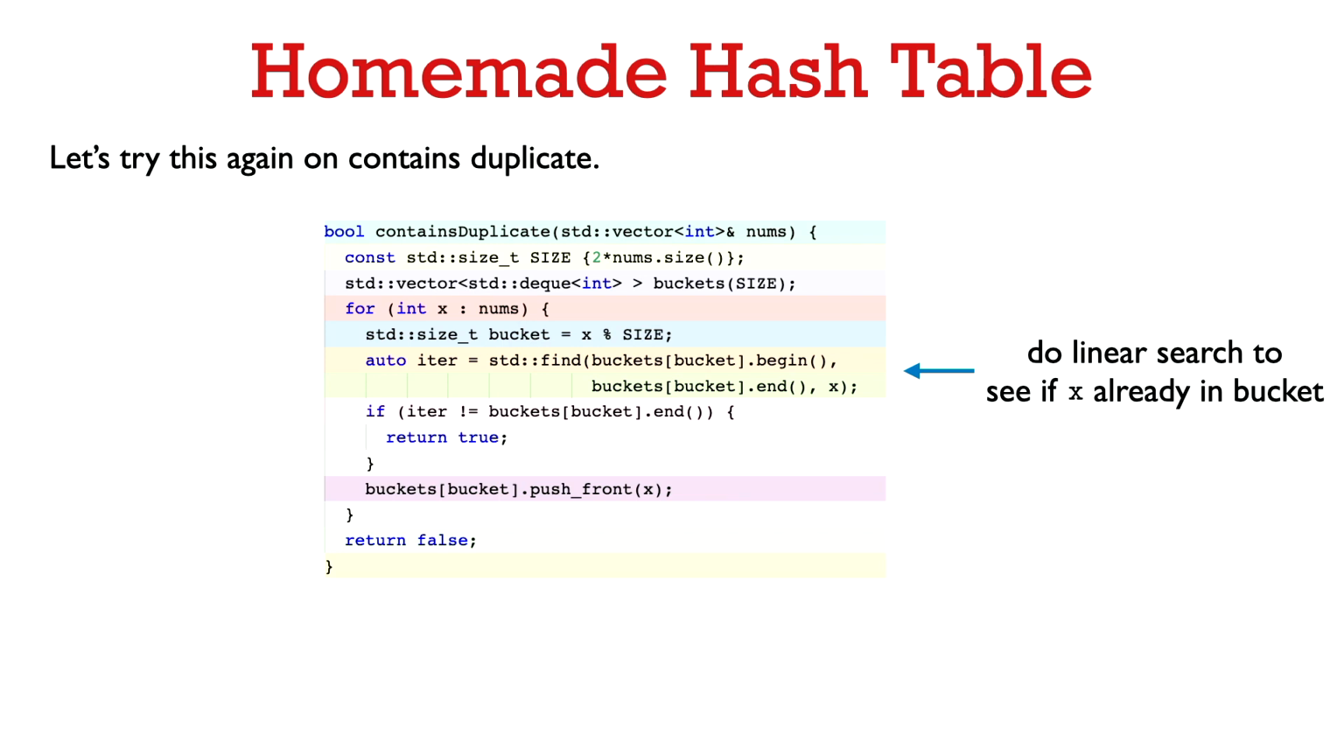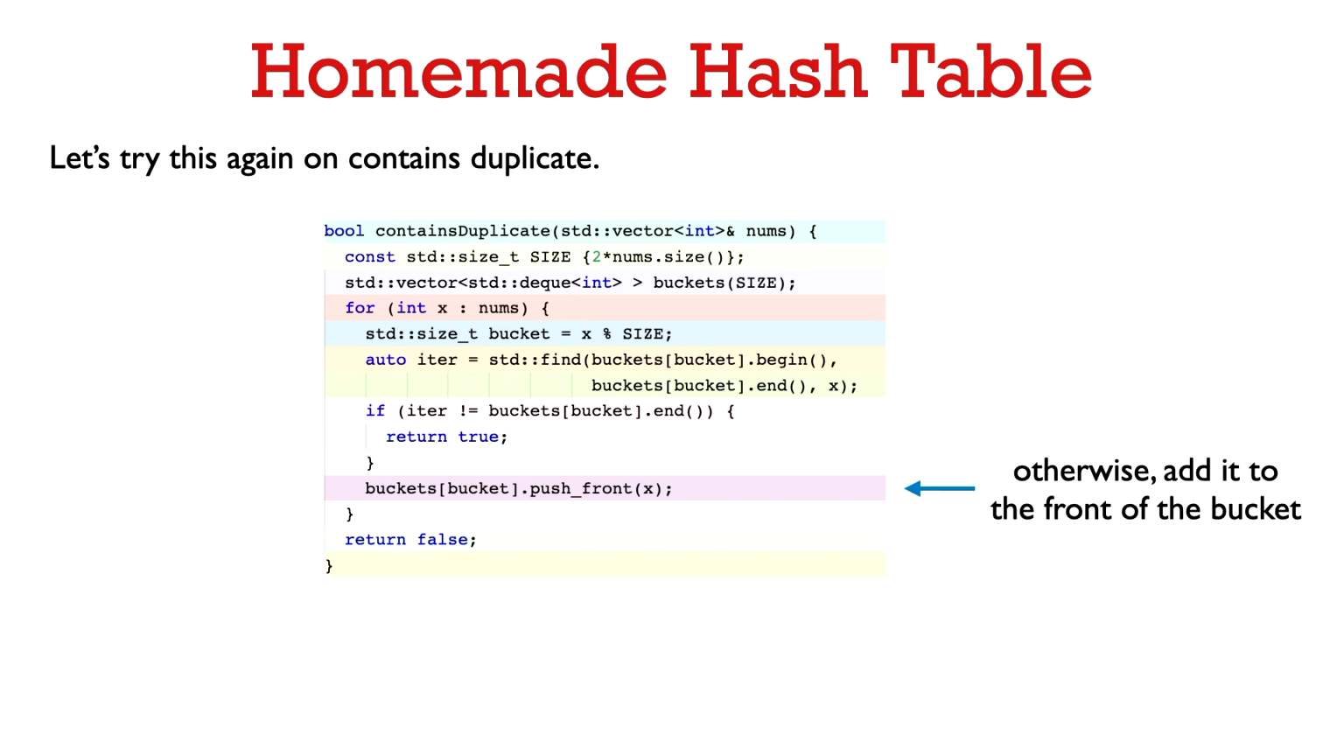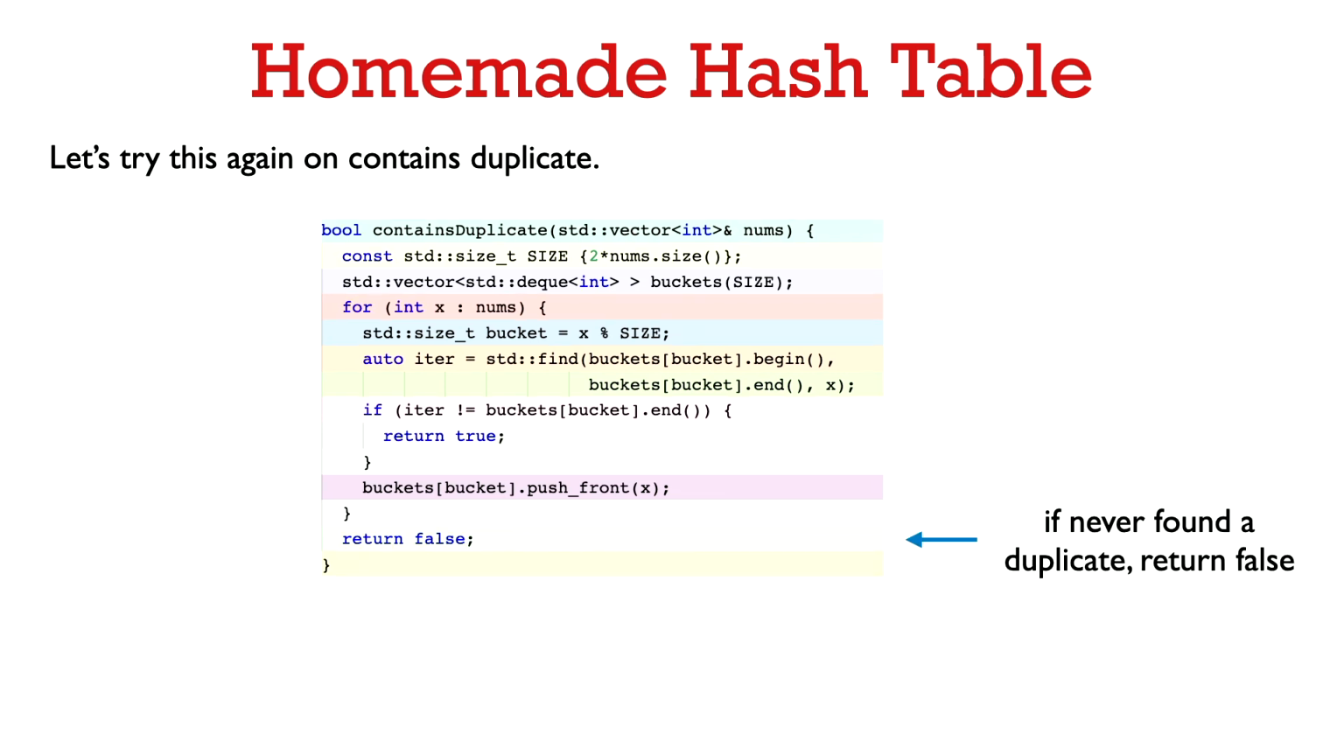This is why, to keep the running time down, it's very important not to have too many items in any one bucket. If x is in the bucket, then we return true. Otherwise, we add x to the front of the deque at this bucket. And finally, as usual, if we pass through the whole vector without finding any duplicates, then we return false.